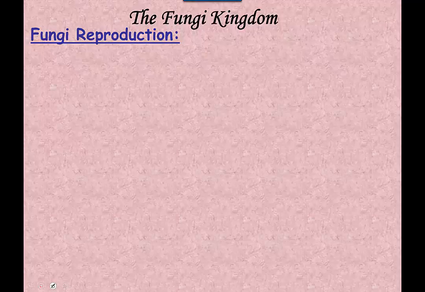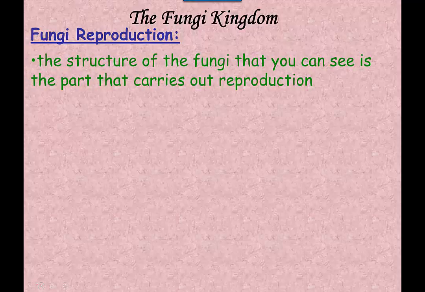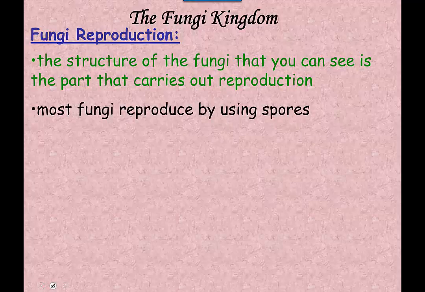So let's talk about fungi reproduction at this point. The structure of the fungi that you can see is the part that carries out the reproduction. Most fungi reproduce by using spores. Remember, spores aren't seeds, but they are similar to seeds in that they're a little pack of reproductive parts that will spoosh out into the air so that they can spread rather quickly. They also can get stuck on other animals.